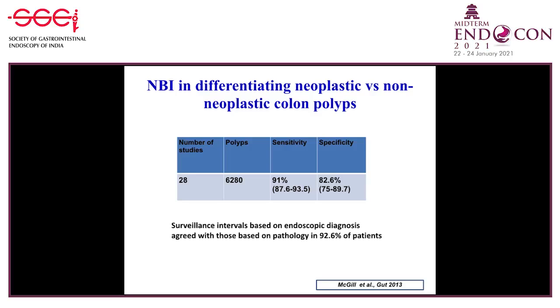And what the authors have said is that if the surveillance intervals were based just on NBI appearance, more than 90% of times the decision would have been correct. So that's what I meant when I said that sometimes when you're doing a polypectomy and you lose the specimen, then still if you had an NBI picture, you'll be able to make out that this was most likely an adenomatous polyp and this patient requires surveillance at this particular time interval.